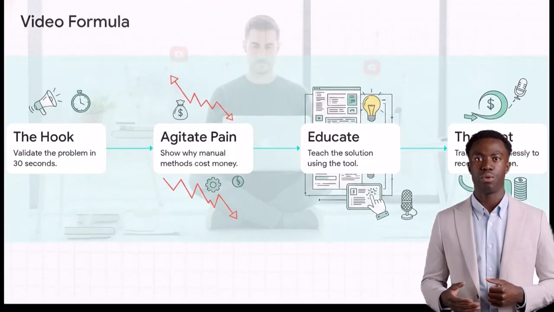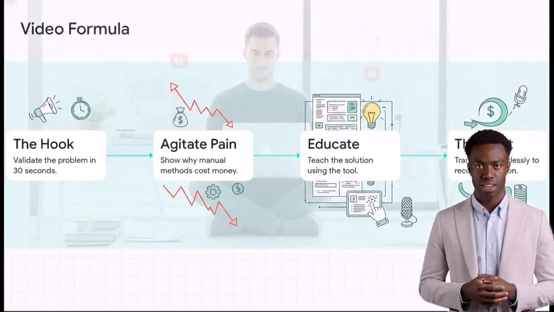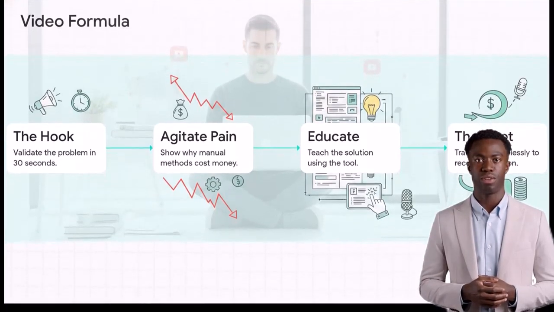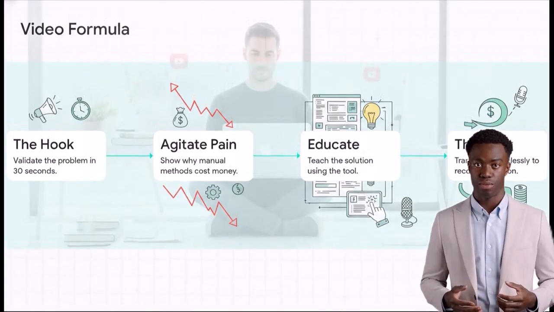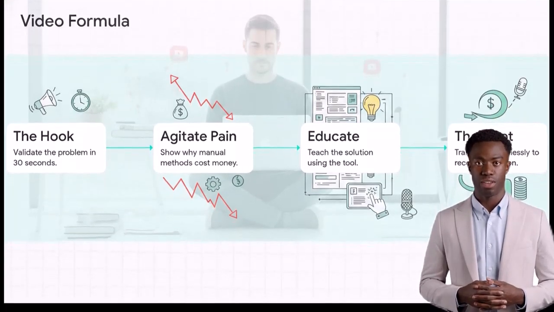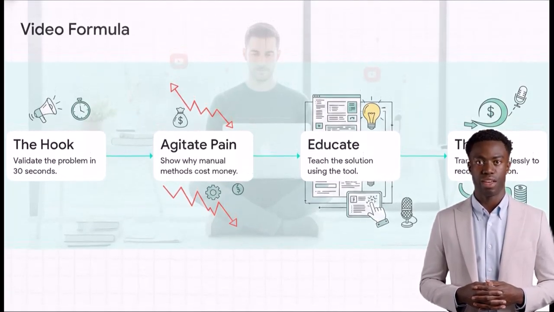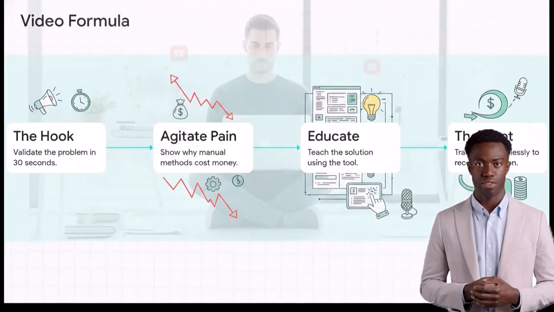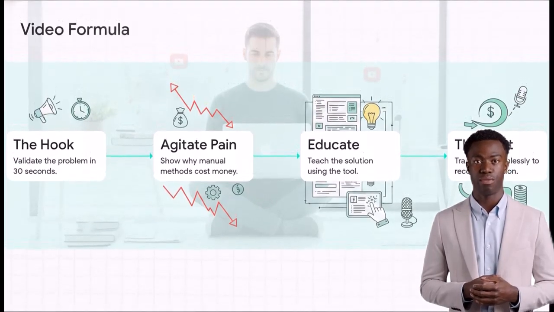Third is the educational core. This is the meat of it, where you actually teach the solution by walking through the technical steps using your recommended affiliate tool. You're practically proving the tool's value right in front of them, which builds massive trust. And finally, step 4, we have the pivot.